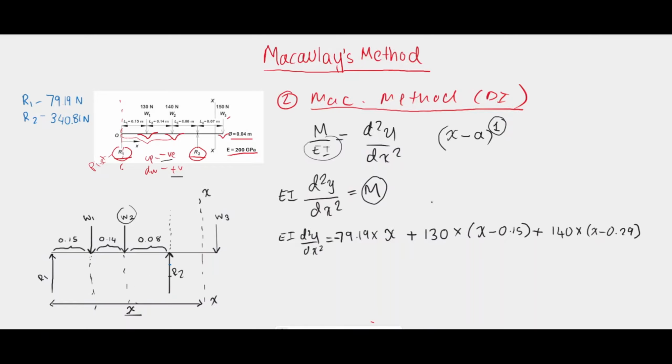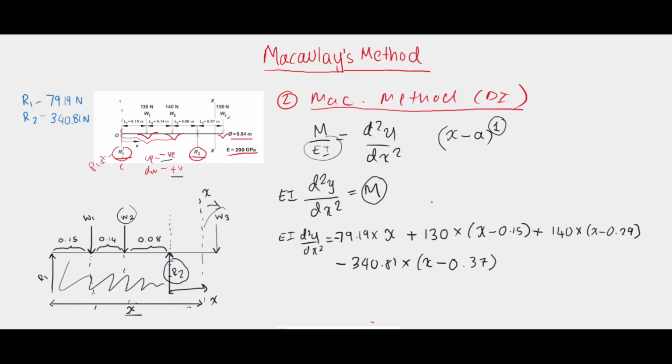And the next one is R2. R2 is acting upwards, so it'll be negative. Negative R2, the value is 340.81 we calculated, times the perpendicular distance, which is this distance here. And this distance is the entire length, that is x minus this distance here. So it can be written as x minus 0.37. And we're going to ignore any forces that act to the right side of this x line.